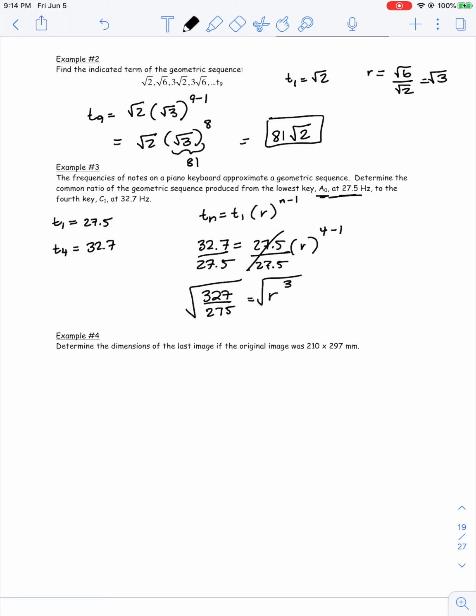And our last step is to cube root both sides. So if you cube root this answer, you can go 3 math number 5, or you can go math number 4. If I press math number 4, that will give me the cube root button, and then you can take that answer and plug it in there, and if you round to the nearest hundredth, your r value should be 1.06.